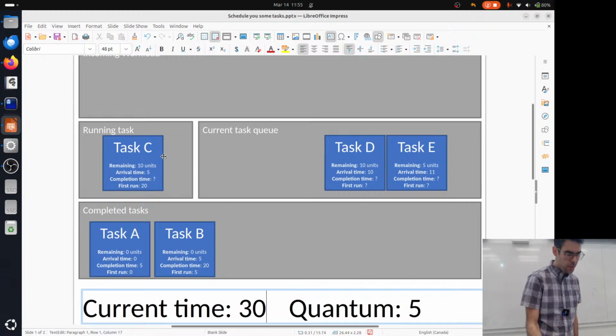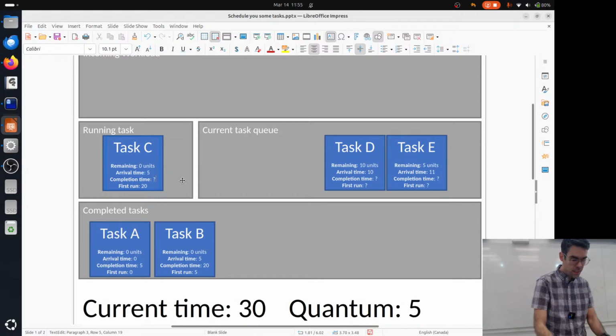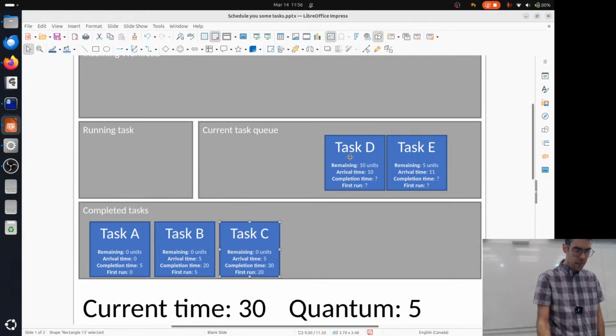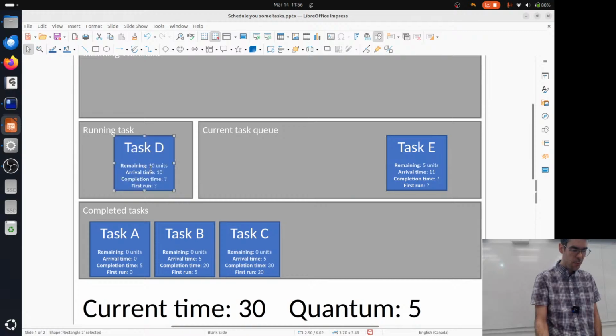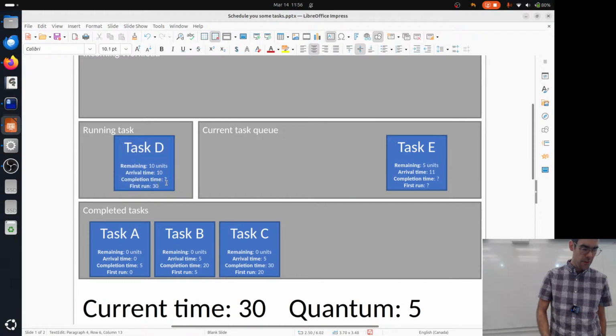All right, so at time 30, task C will have 0 units of time left. It's finished. It completed at time 30. It's going to get moved off the CPU. Task D in this instant will get to move on the CPU, and its first runtime is now at 30.